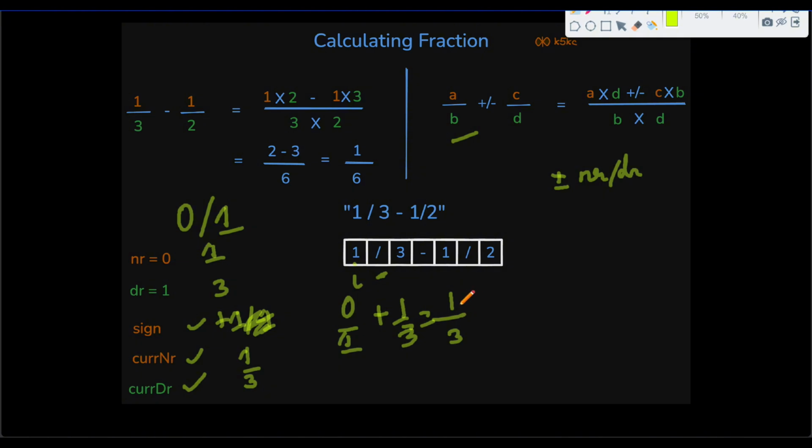The greatest common denominator of 1 and 3 is 1 only. So we will get 1 by 3. So in this case, it's fine. But why is this simplification needed? And the answer is, if you remember, we have to return the irreducible fraction.